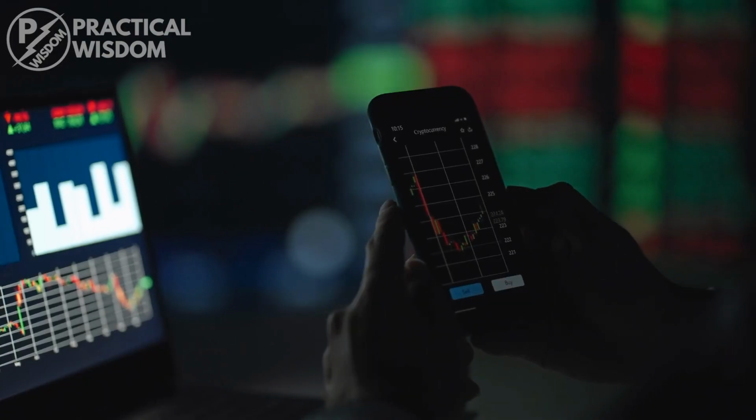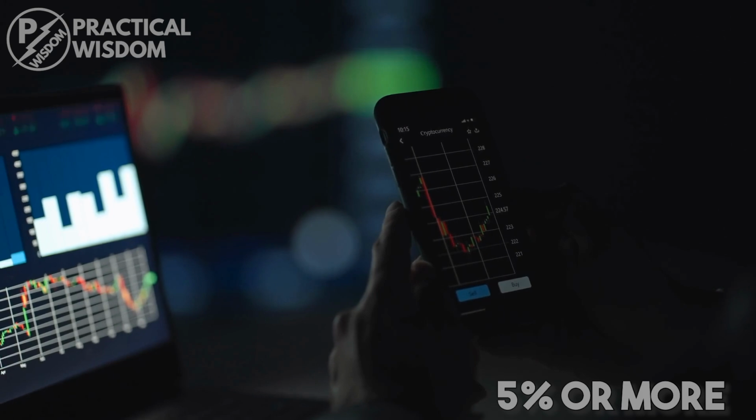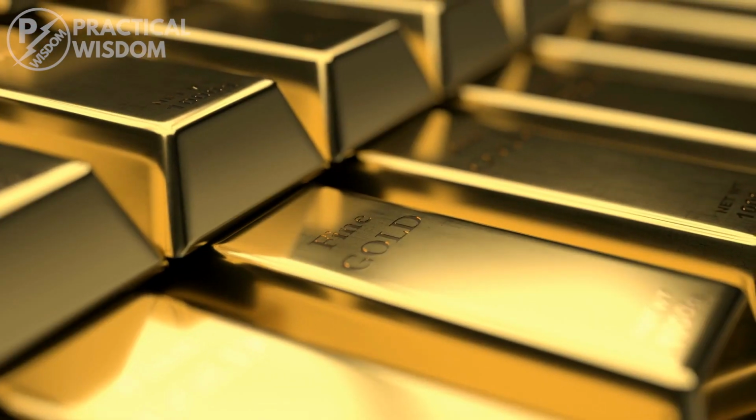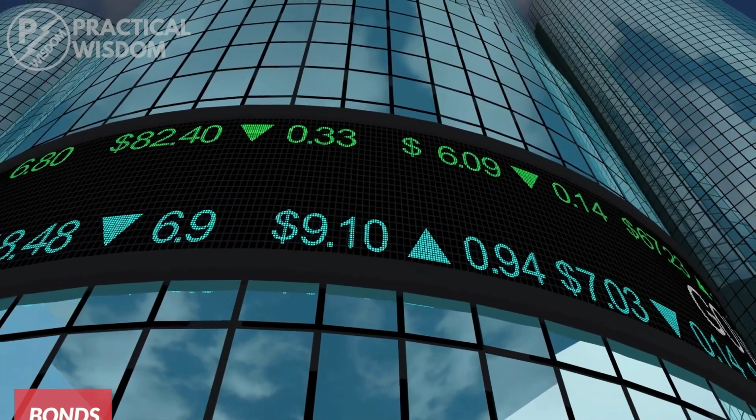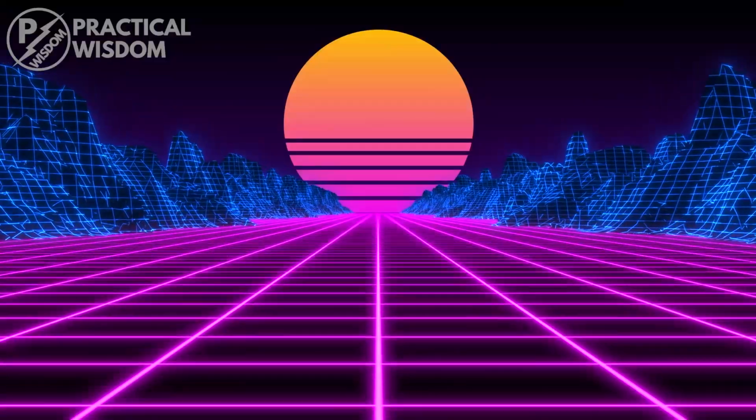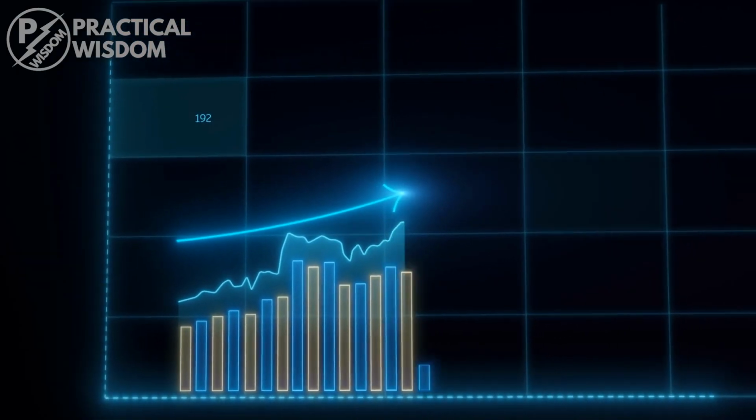It is therefore often advised that investors should allocate 5% or more of their portfolio to gold or other precious metals. Bonds. Since the mid-1980s, bonds have been bullish, which means that investors have not lost money when buying a bond, because their rates of return were always positive.